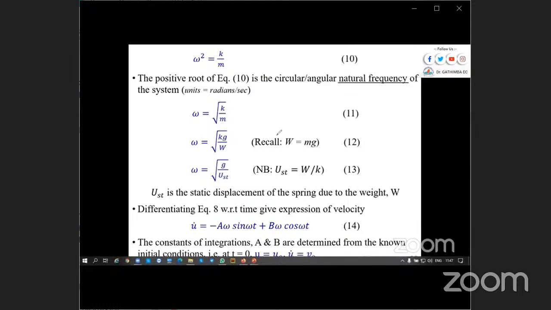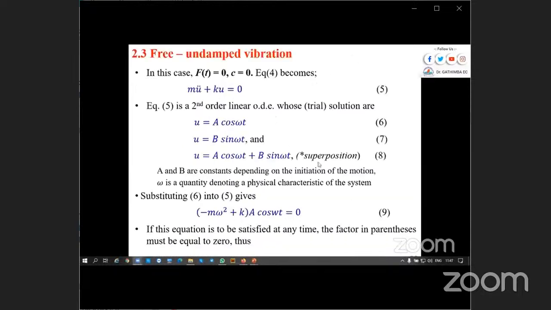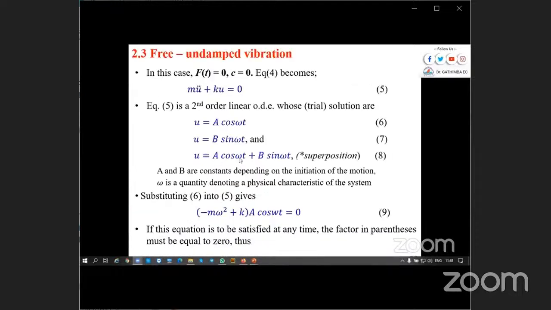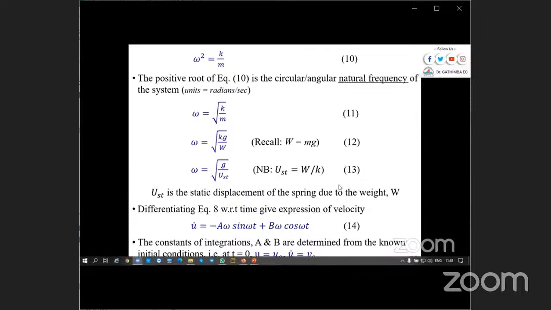Now, equation 8 is our solution. Equations 6, 7, 8 are typical solutions. We have used equation 6 to get the angular frequency. You can also try using equation 7. Now, using equation 8, we can differentiate once to get the velocity. If you differentiate this, you get equation 14.